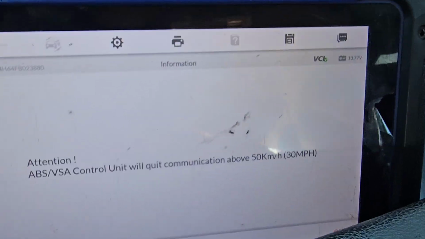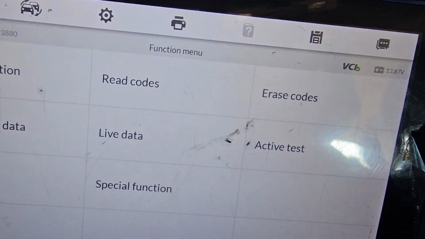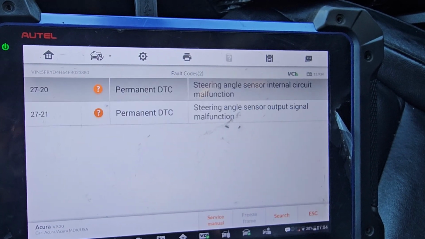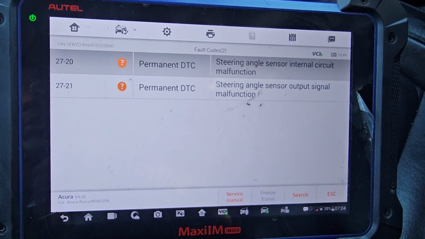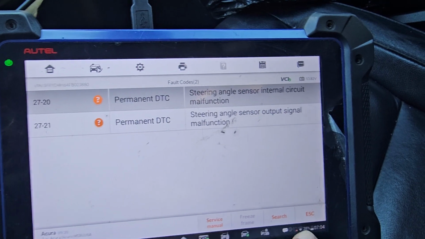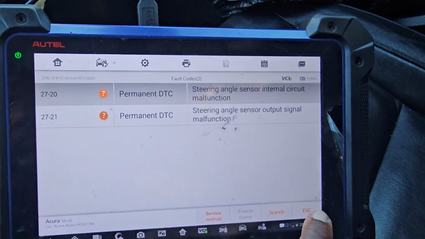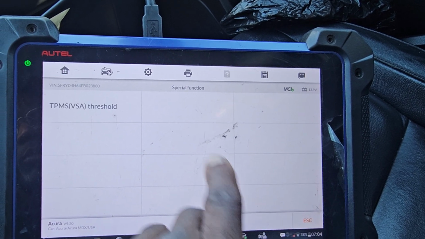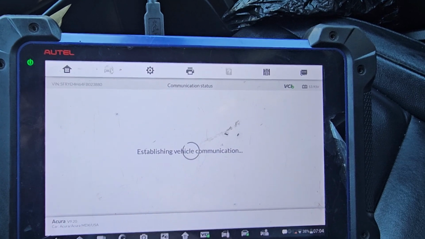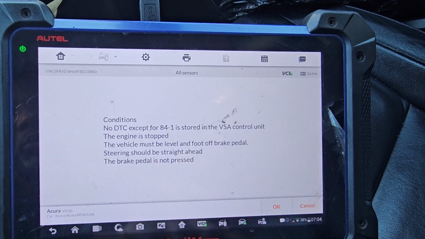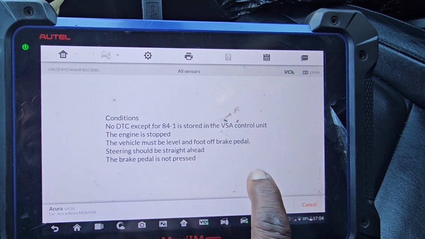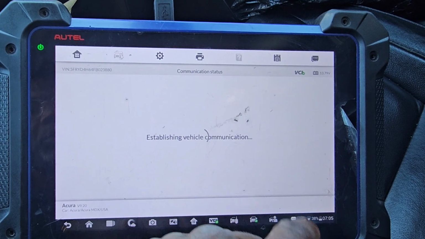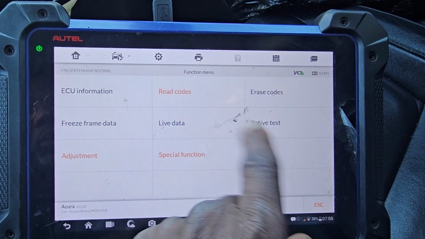I want to do the ABS system. Read the code. This is an internal malfunction. Okay. Adjustment. Eighty-four dash one. Let me see what I have. No, so it's not going to work. So this one, we have a problem with it.